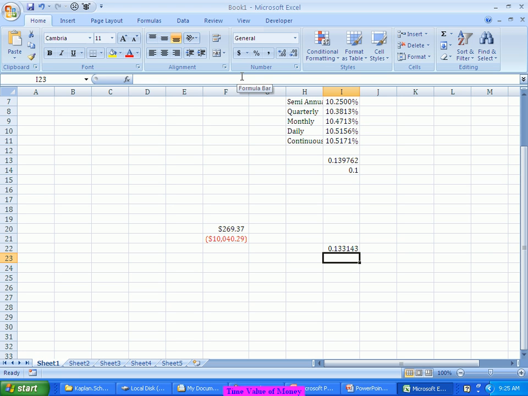So if the question is about discrete compounding, quarterly compounding, daily compounding, all those kinds of stuff, we can still use our PV FV kind of buttons. But if it is continuous compounding, we have to slightly deviate in our calculations.